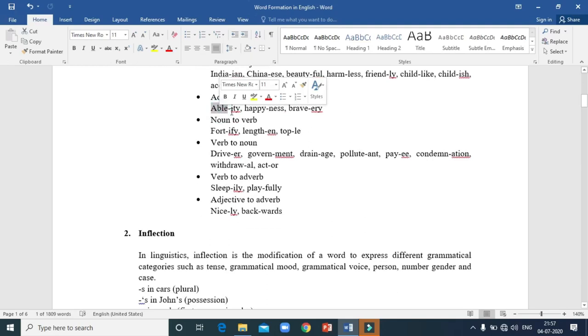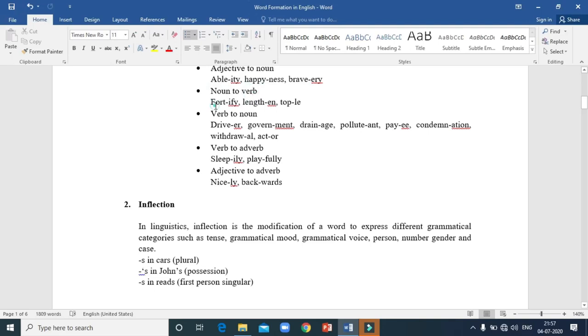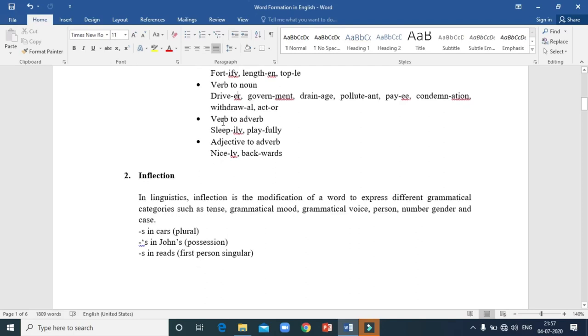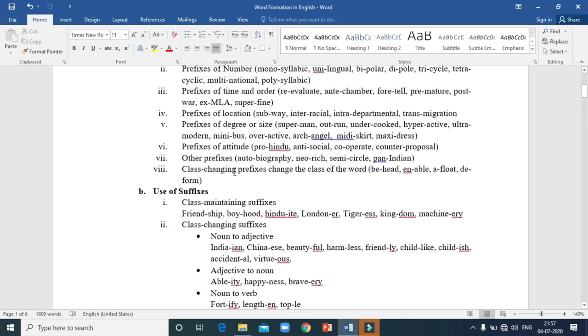Noun to verb: fort is a noun, fortify becomes a verb. Verb to noun: drive is a verb, driver is a noun. Then we have verb to adverb: sleep is a verb, sleepily is an adverb. Adjective to adverb: nice is an adjective, nicely is an adverb. Okay, so this was the first category, affixation or derivation.